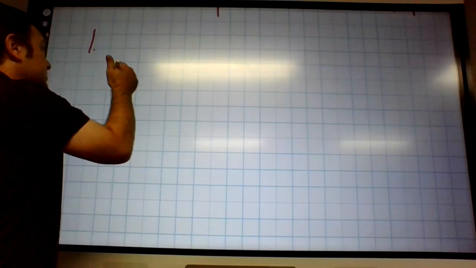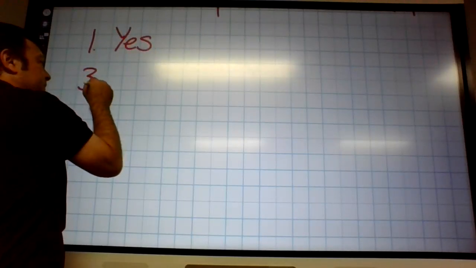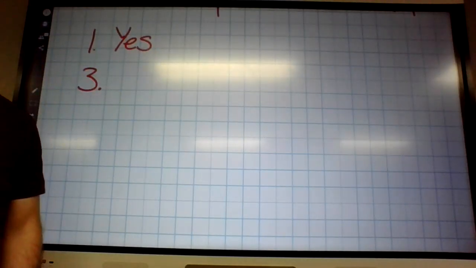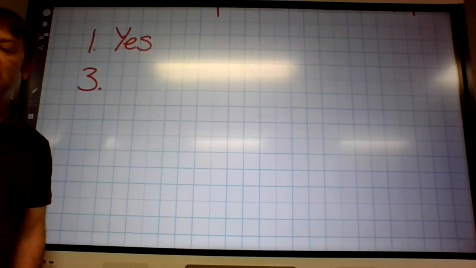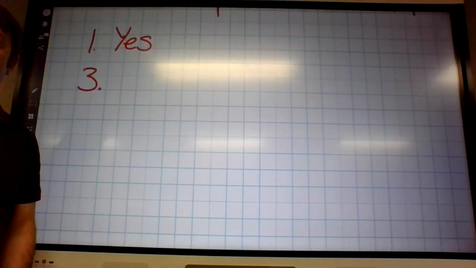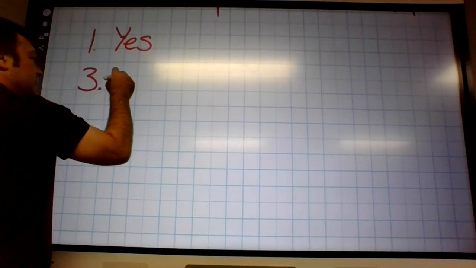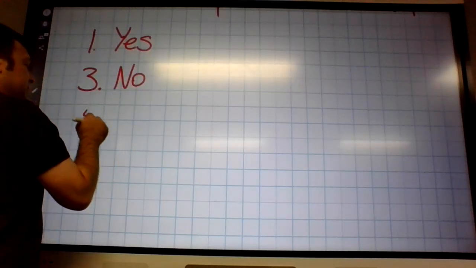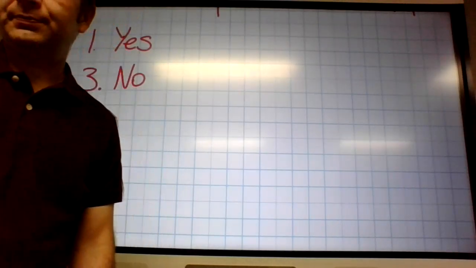Is number 1 a function? Does it pass the vertical line test? Yes. Anywhere you draw a vertical line, it only hits the graph once. Is number 3 a function? No. At x equals 1 and x equals 2 and x equals -1 and -2, it will hit those 2 dots. I was looking at 2. So number 3 is a no. Is number 5 a function? Yes.